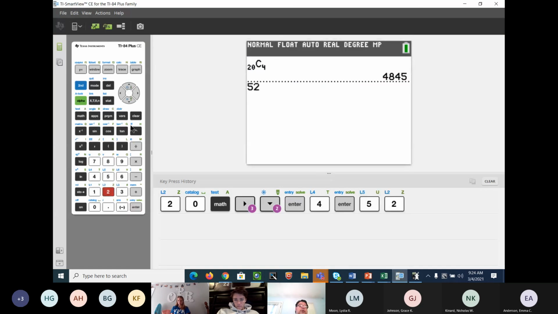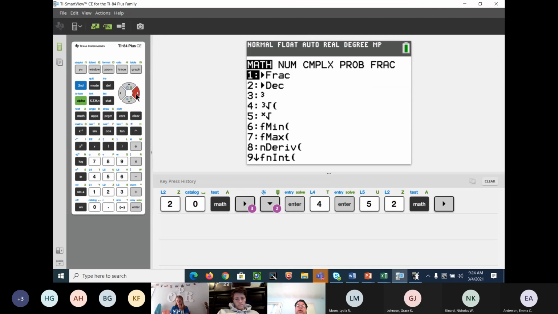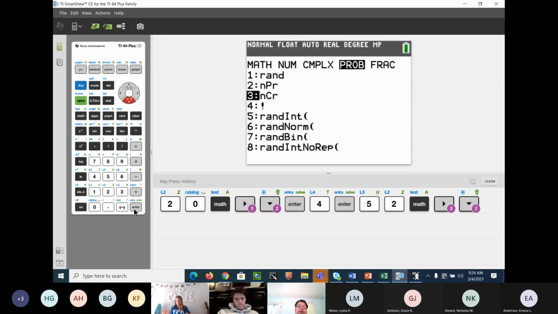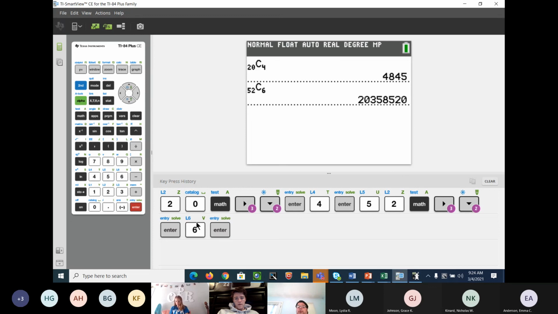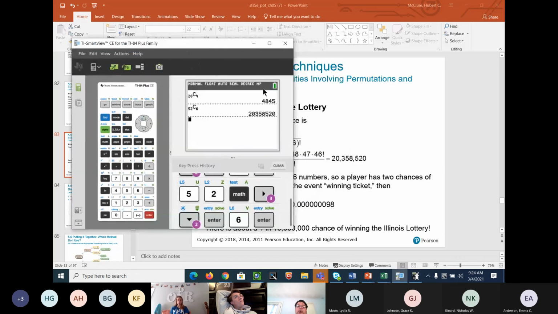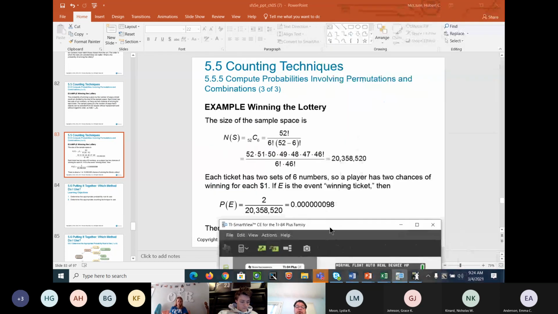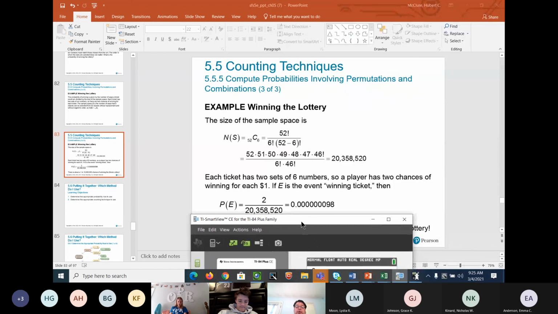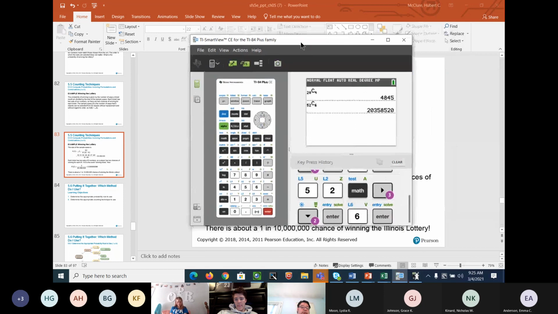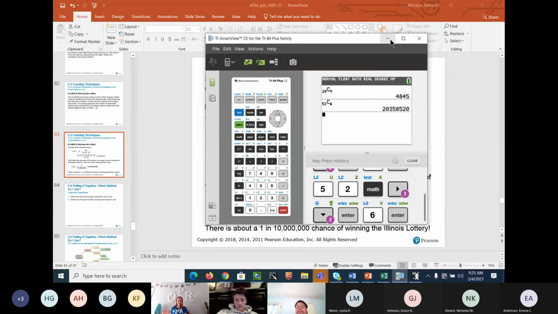52, math, combination, 6. There you go. Let's see, what is that? 20,358,520. Yeah, there it is. So if you bought one ticket or 2 tickets, your probability is 2 over 20,358,520. And that's how you do the lottery.